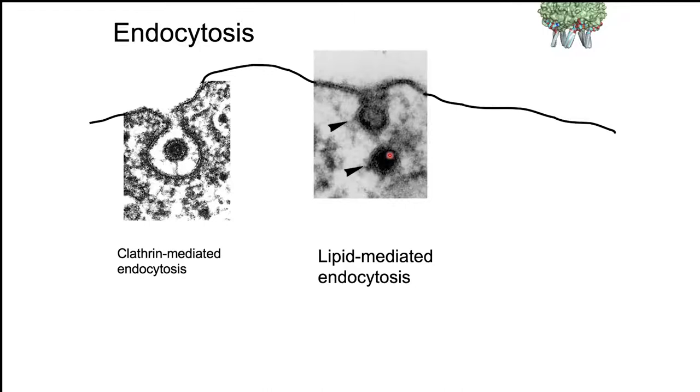And there's also not this electron dense clathrin material here. So that was very puzzling when people first observed this virus. And since then we know that it is indeed a clathrin-independent endocytic mechanism.